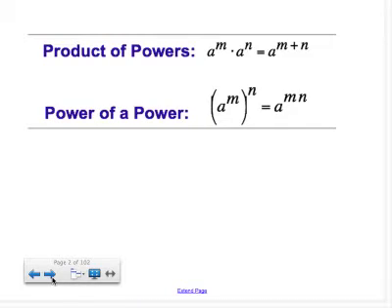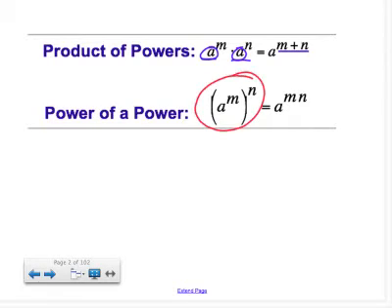Okay, so there's two properties that you need to become familiar with here in the first section. The first one's called the product of powers. In other words, when you multiply two things that have the same base, then you can combine their exponents by simply adding them. So again, if you're multiplying two things with the same base, you can combine them by simply adding their exponents.